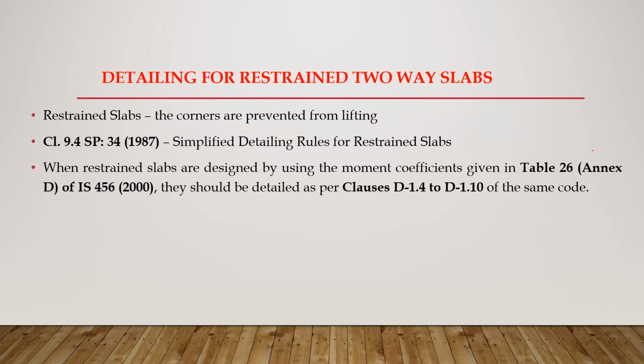Now let's look at the detailing for restrained two-way slabs. This is the main topic for the first video of this lecture series. Restrained slabs, you already know, have their corners prevented from lifting, that's why they are called restrained slabs. Section 9 of SP34 deals with the detailing of solid slabs, and clause 9.4 lists out some important rules regarding simplified detailing for restrained slabs.